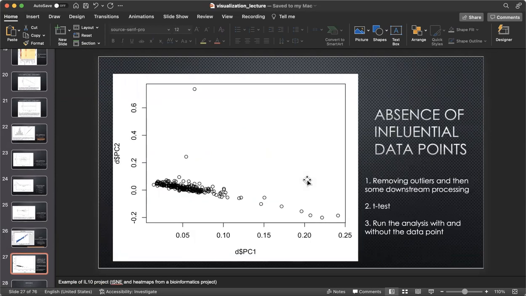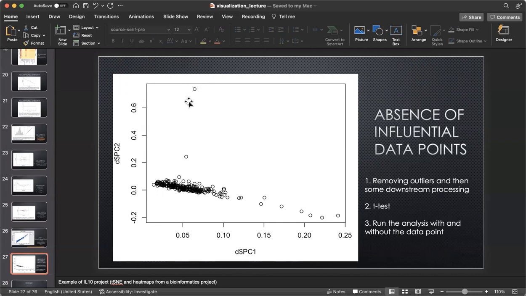Absence of influential data points. This is quite important. Sometimes it's essential to remove any outliers before you do any downstream processing. For the same genomic data that I showed you some time back, we had huge amounts of genomic data, and then we did PCA. This is showing you the first 2 dimensions. And as soon as we plotted it, we could see this kind of outlier.